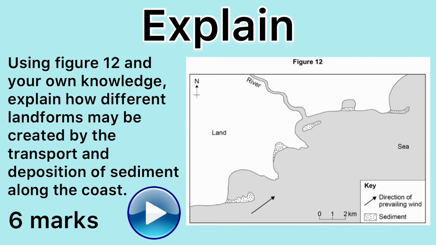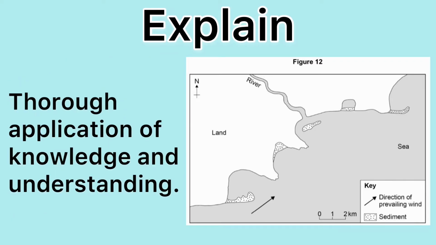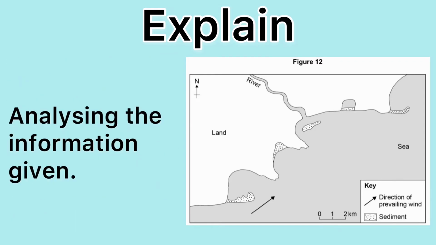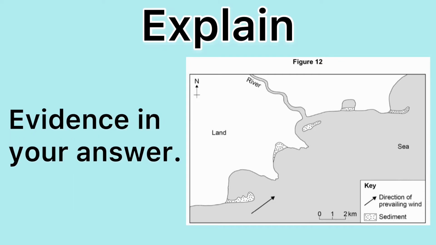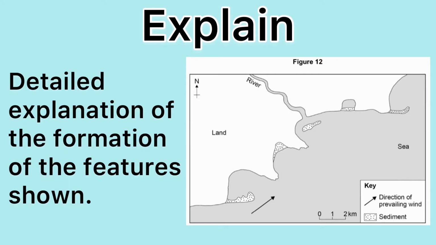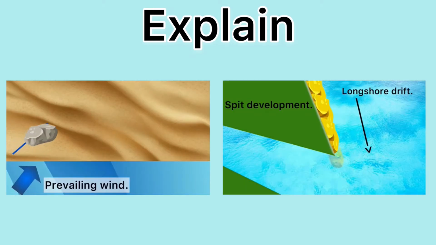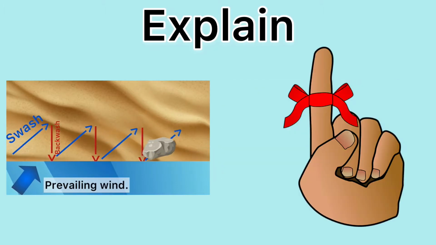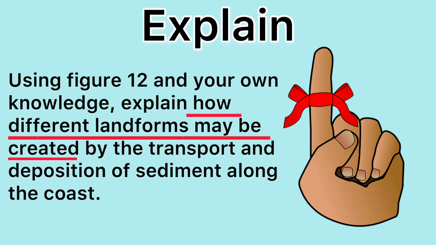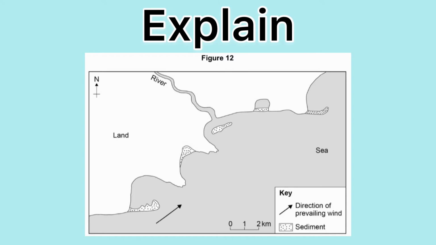Okay, let's have a look at how this question will be marked. In order to reach the top grades, you will need to demonstrate a thorough application of your knowledge and understanding in analyzing the information given, making sure you use the resource given fully, including evidence in your answer that will help you to give a detailed explanation of the formation of the features shown. It's not enough to simply state that longshore drift happens or that there's a spit. You need to explain how the processes lead to the landform. Remember, the question says how different landforms are created. So, if you know about coastal landforms other than those shown, you can explain these too.